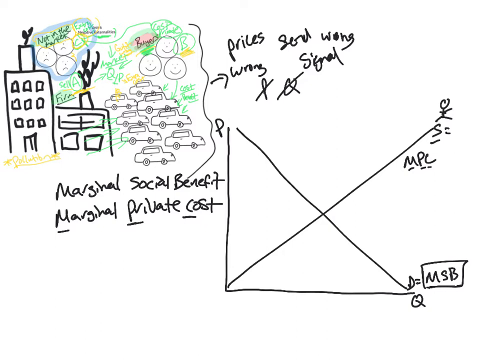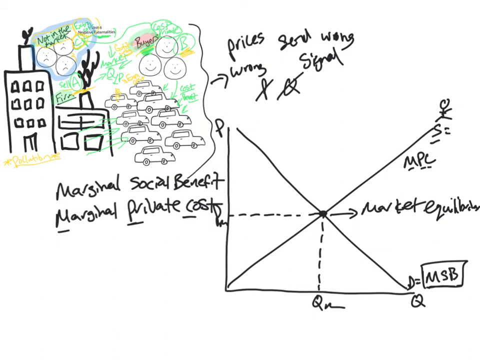So it's going to end up that this point right here is equilibrium. That point is equilibrium. So what we're going to call that is market equilibrium. But there's a problem with this price M and quantity QM, which is that this market equilibrium ignores a third group. The third group that it ignores are those people that are impacted by the buying and the selling of cars.